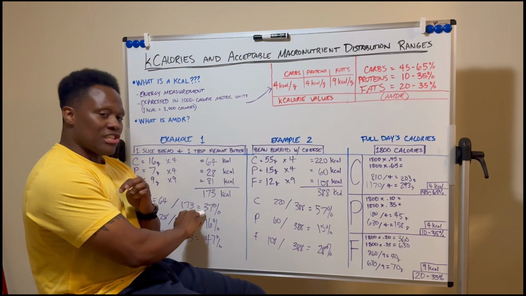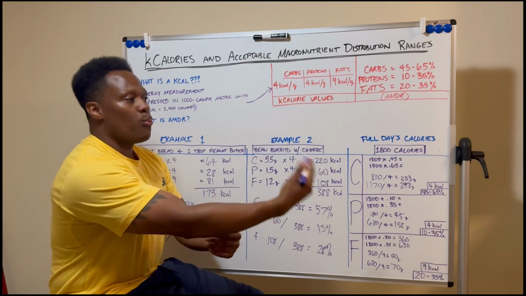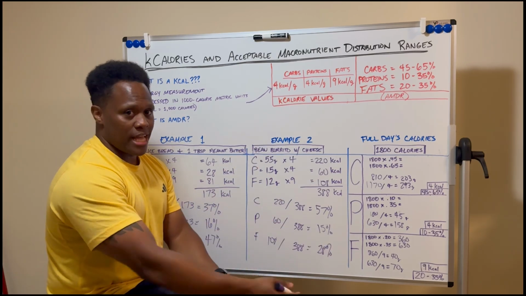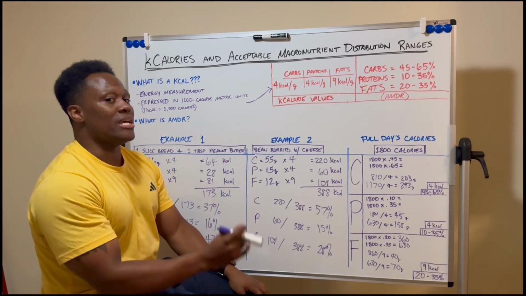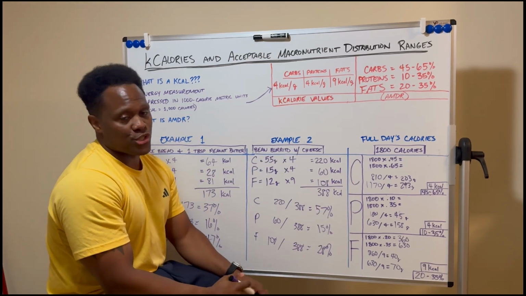So having this low of an amount is fine because you can increase this percentage with other meals throughout the day, right? Maybe your other two meals, if you eat three meals a day, you'll be increasing this percentage for sure.